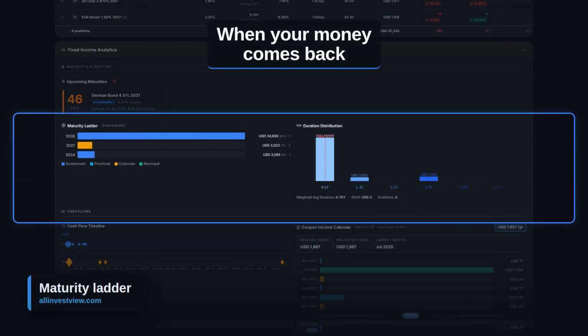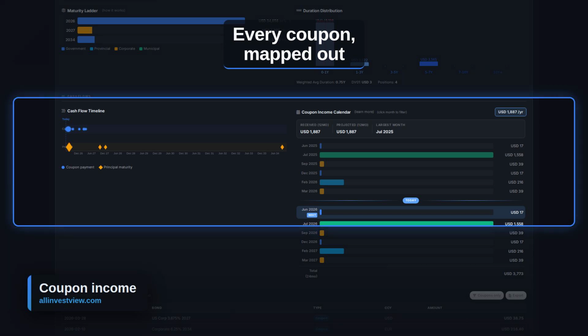A bond portfolio isn't just a yield, it's a schedule of when your principal comes home. The maturity ladder groups your holdings by year, and the countdown cards flag what's maturing soon, so you can plan your reinvestment. And the flip side is income.